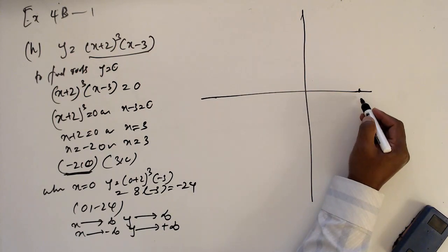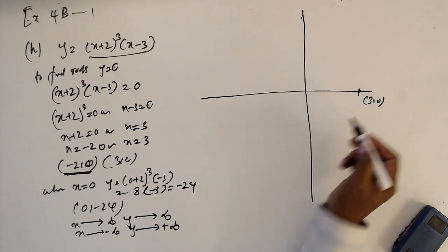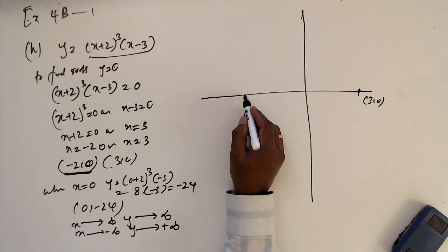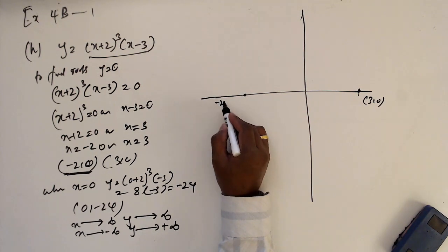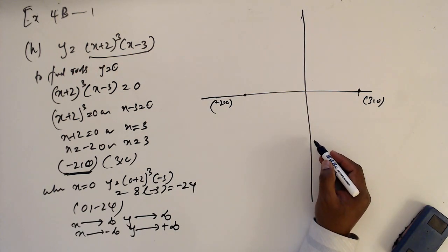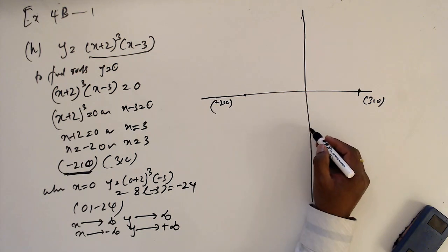One point is 0, 3. We have only 2 points now. Another one is minus 2, 0, and another one is 0, minus 24.